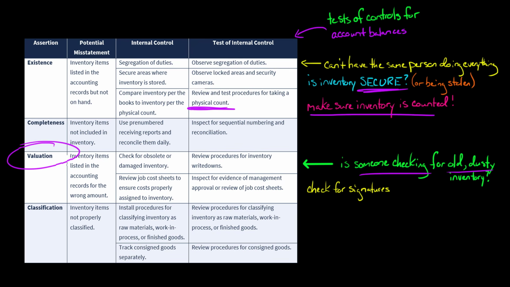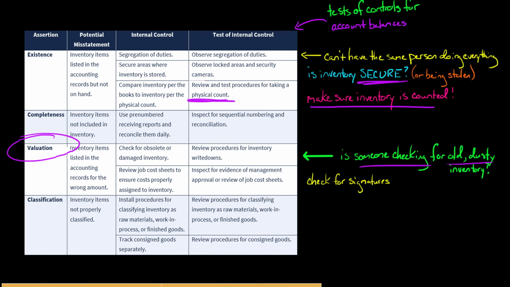Are they checking for obsolete inventory? Or is it like, no, we've got this warehouse, we've got the inventory, we don't know what's going on with it? So we need to review whatever the client's procedures are for inventory write-downs and see if they make sense. Are they actually verifying that we don't have obsolete inventory, or inventory that is broken or somehow needs to be written down?